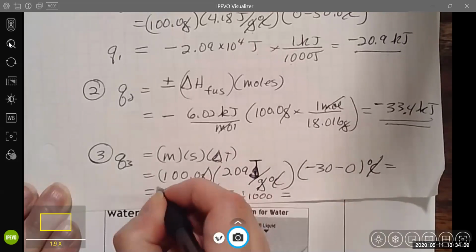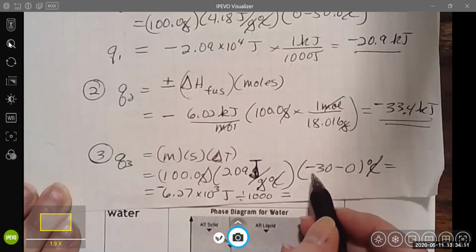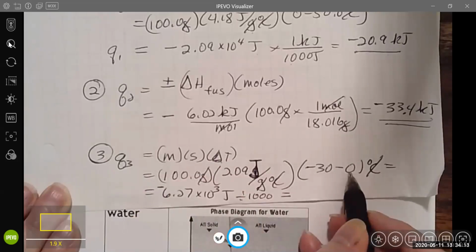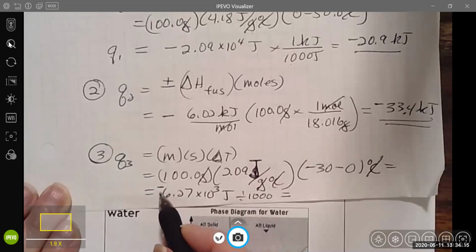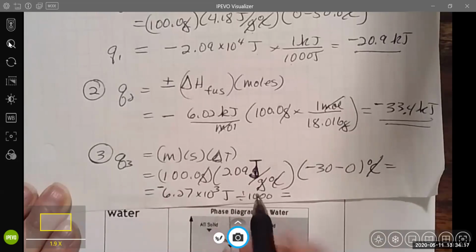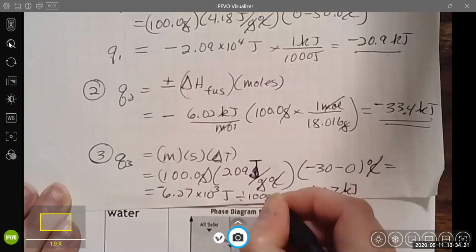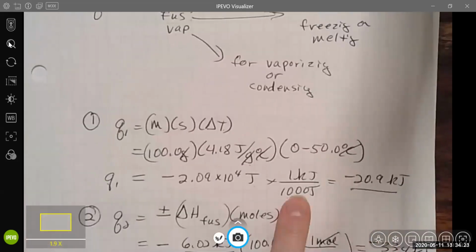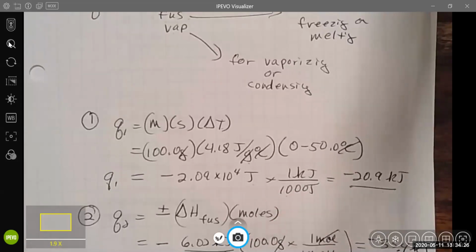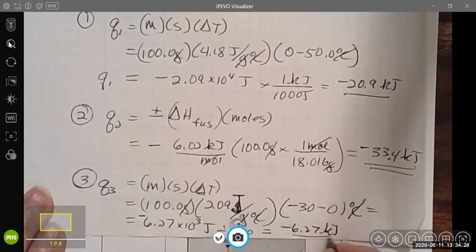I'm sorry, and this is a negative because this is negative here. -30 minus 0 is negative. So you'll have a negative number here. This is to convert to kilojoules, -6.27 kilojoules. So that divide by 1,000, that's this step here. I just ran out of room to write it all down. So now we have these three, okay?